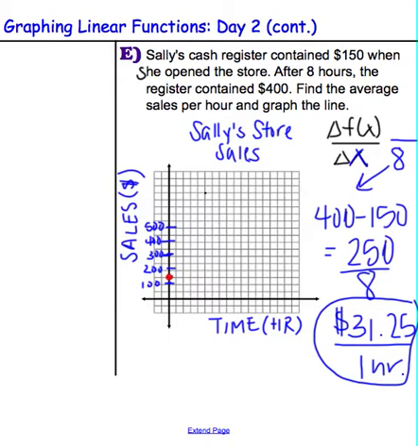I'm going to go then back to my blue and put my time, every 2 represents 1 hour. So 2, 3, 4, 5, 6, 7, 8. And so then we have our next point, which was that after 8 hours there was $400.